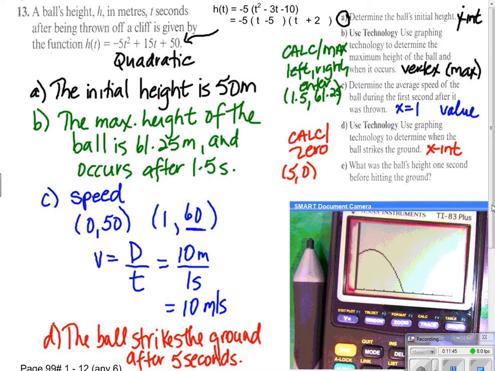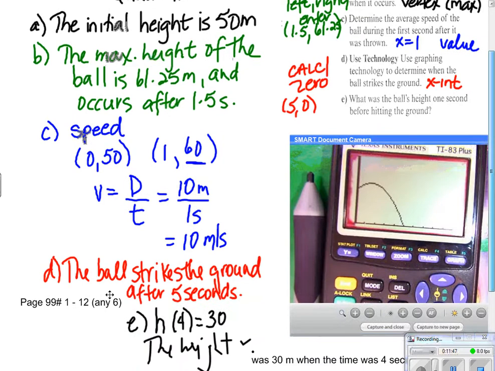I have some questions for you. Problems on page 99, 1 to 12. If you choose any 6, making sure you cover quadratic, cubic, and quartic, you should be good to go.